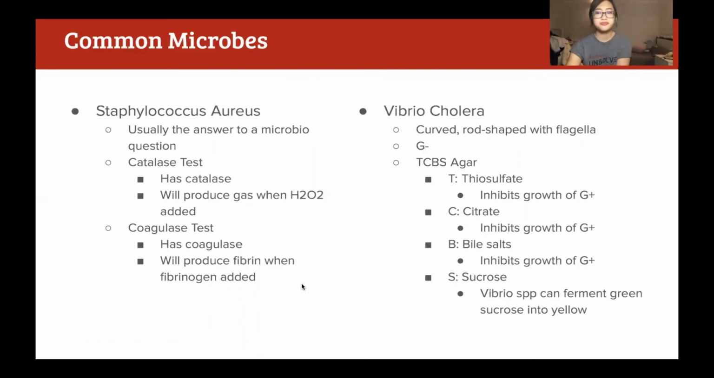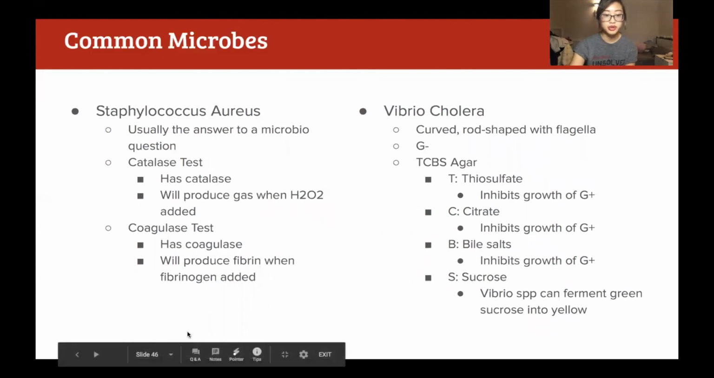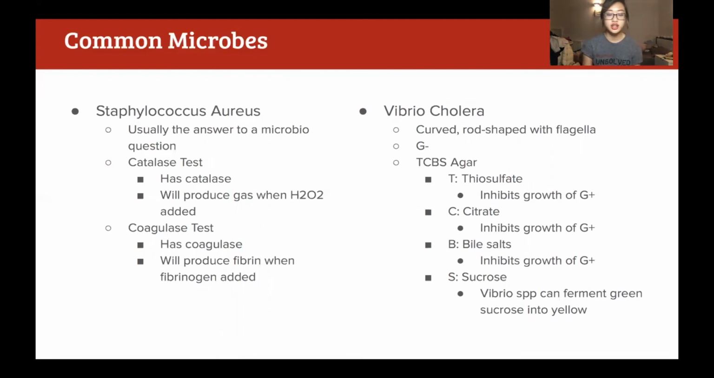Okay, so here are two very common microbes. So Staphylococcus aureus, as I mentioned earlier, it's usually the answer to a microbio question. So it tests positive for the catalase test. So Staphylococcus aureus has catalase and will therefore produce gas when hydrogen peroxide is added to the culture. It will produce H2O plus O2. Yep. So also, Staphylococcus aureus has coagulase. So coagulase, yeah, it has coagulase, which converts fibrinogen into fibrin.